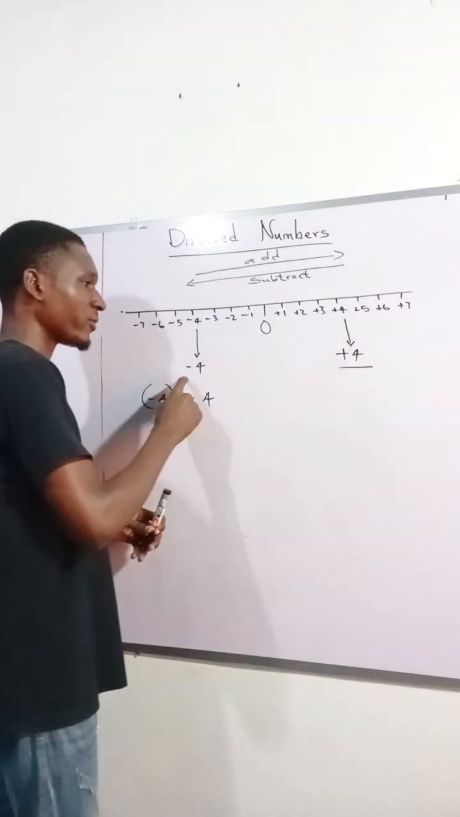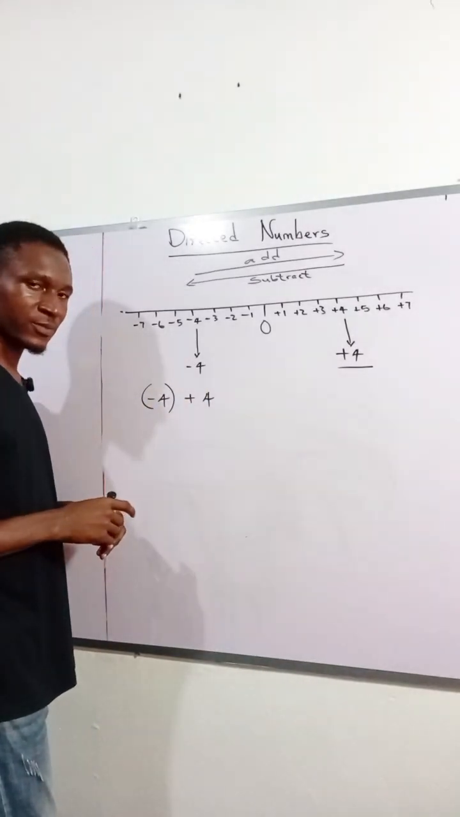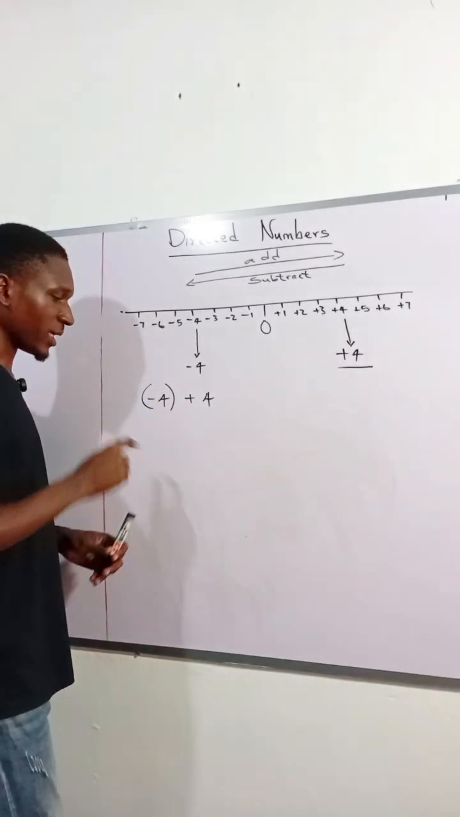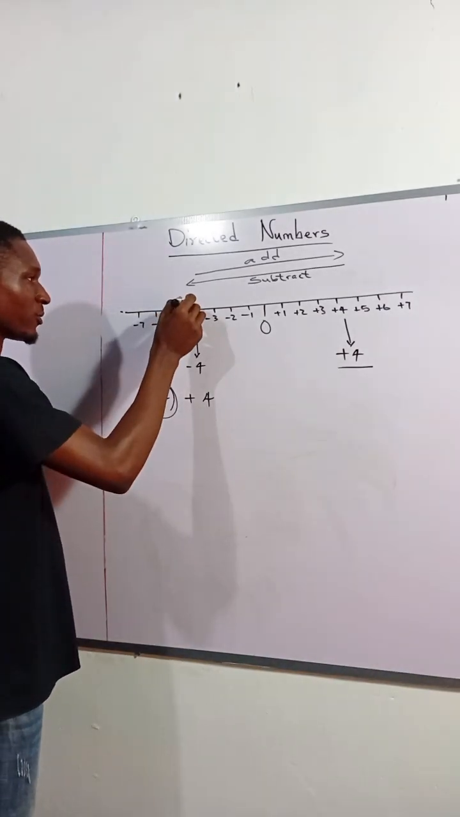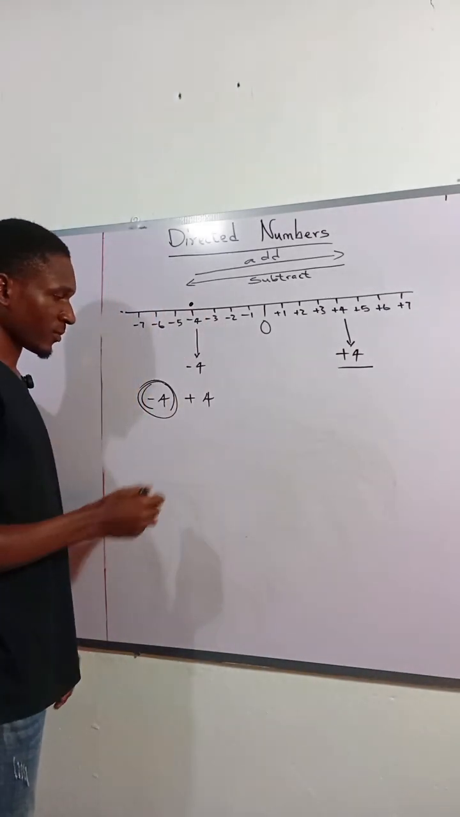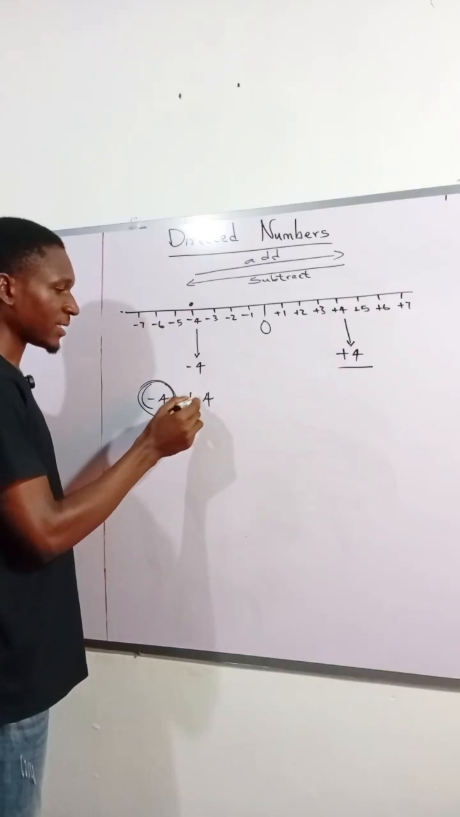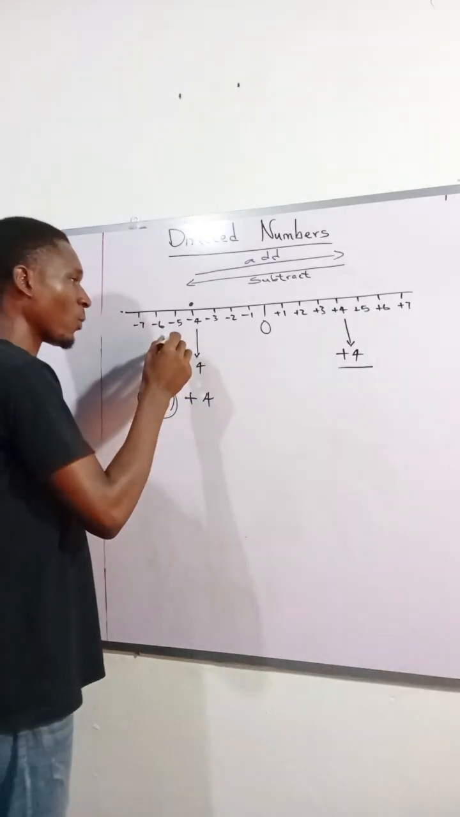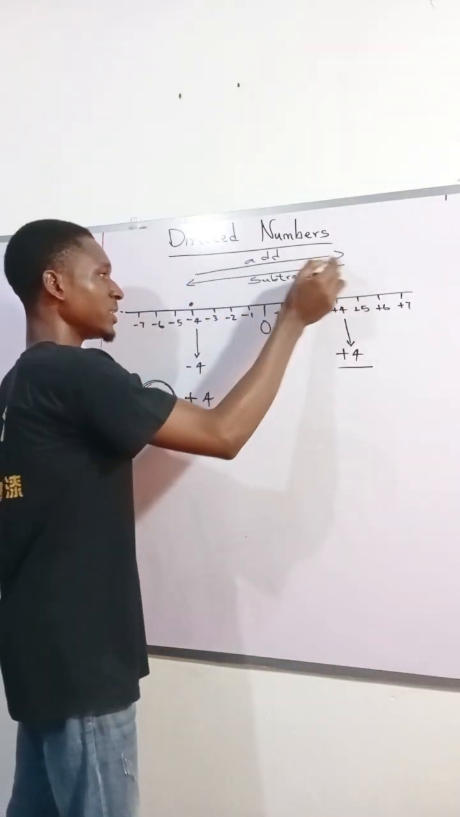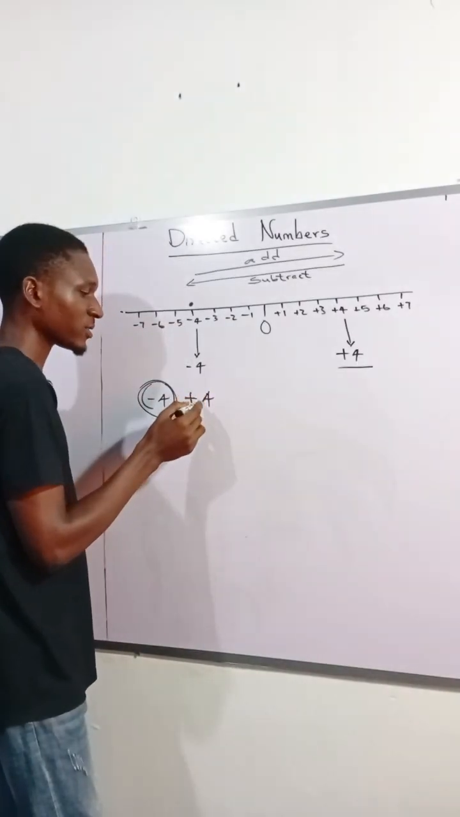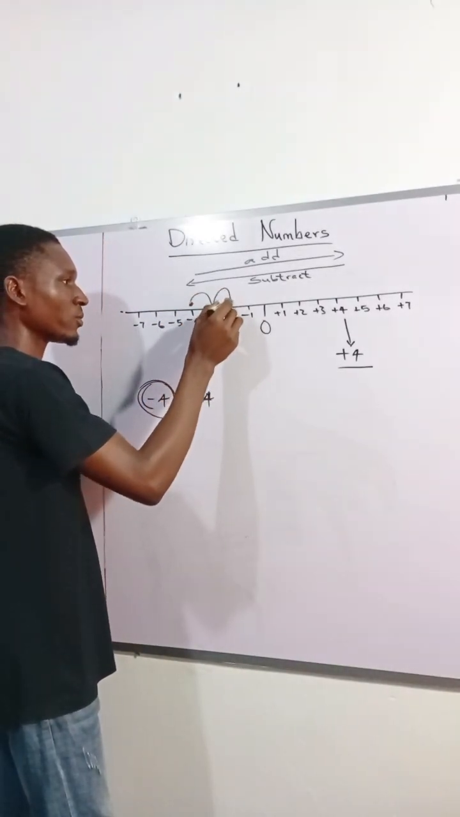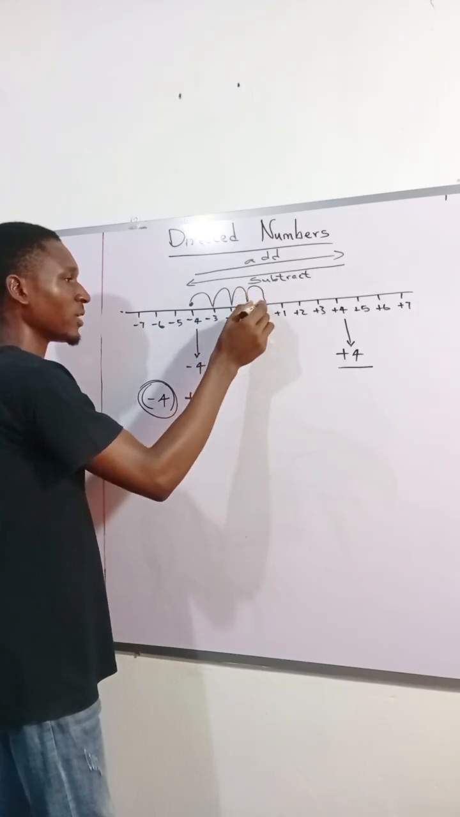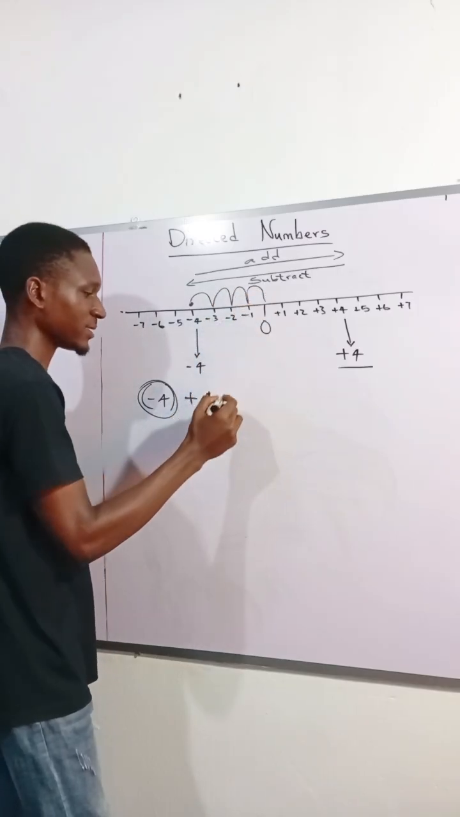So if you are to add these numbers, you start from the first number. The first number is what? Negative 4. This is negative 4. You start from there. And you are to do what? Add 4. And when you are adding, you go to the right. How many times? 4 times. That is 1, 2, 3, 4. And here we stop. Our answer is 0.